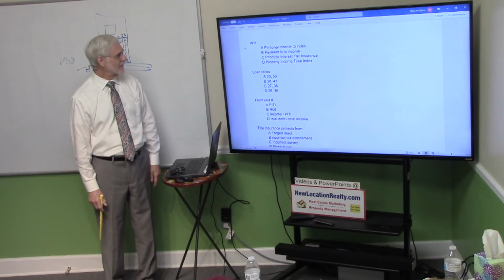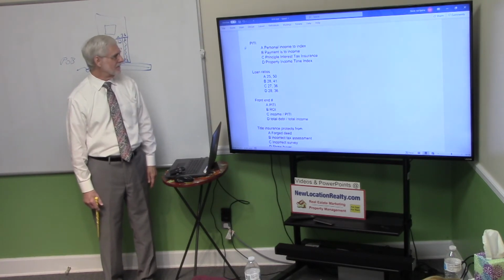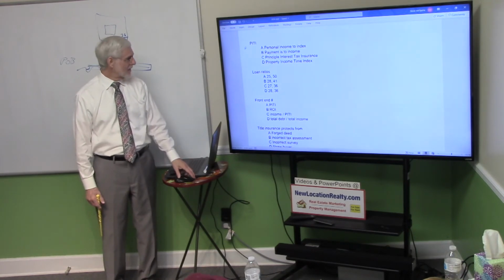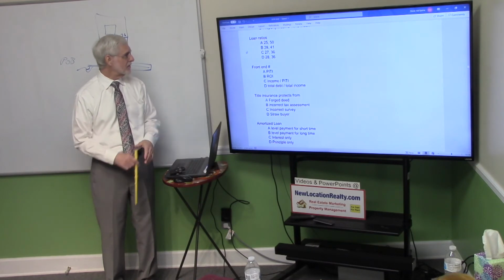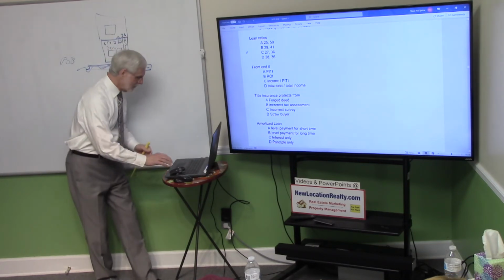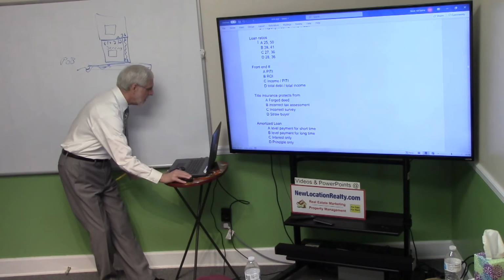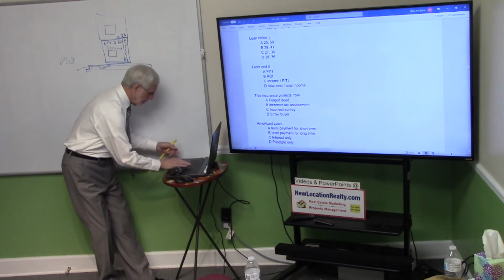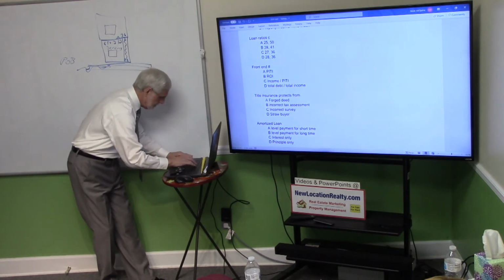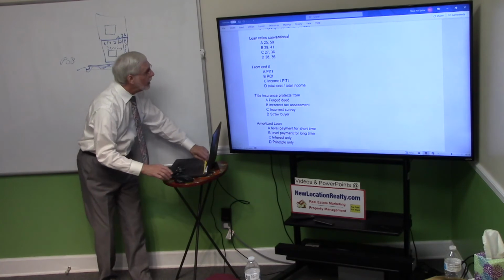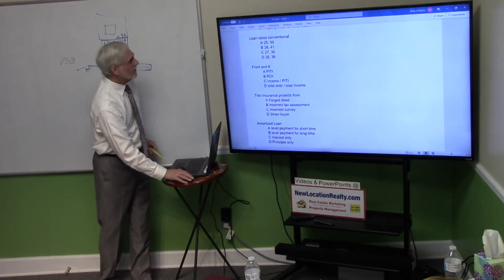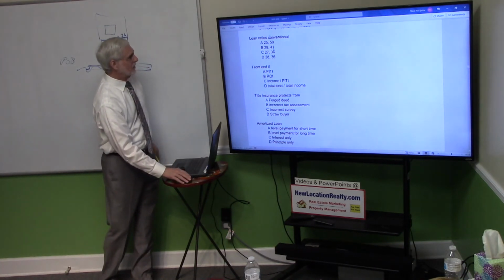Principal, interest, taxes, and insurance. Loan ratios. Let's just say this is conventional. 28/41. Oh, I missed that one. So this is going to be conventional? Is that the number? Cause I thought it was 20. We're making it a conventional loan.